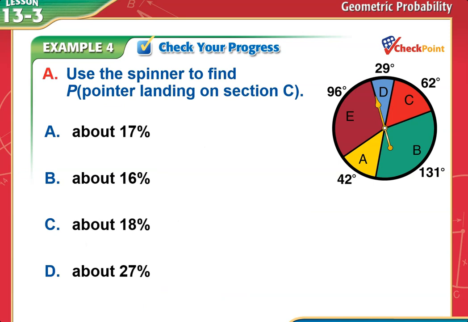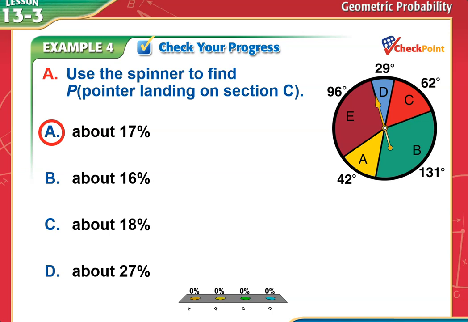Okay, check your progress. Go ahead and pause your video and find the probability of landing on section C. So 62 degrees divided by 360. We will double check that. 62 divided by 360 ends up being 0.1722, or about 17%.